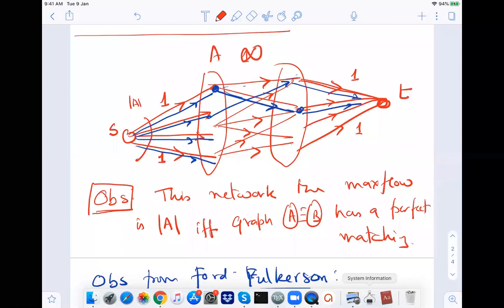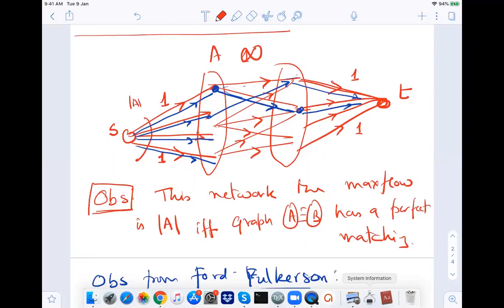Yes, sir. So when can this AB not have a perfect matching? Can you now use this observation and the Max-Flow-Min-Cut theorem and say when AB cannot have a perfect matching? When there will be a cut such that the flow will be less than the total number of edges from S to A. When the max flow is less than mod A.